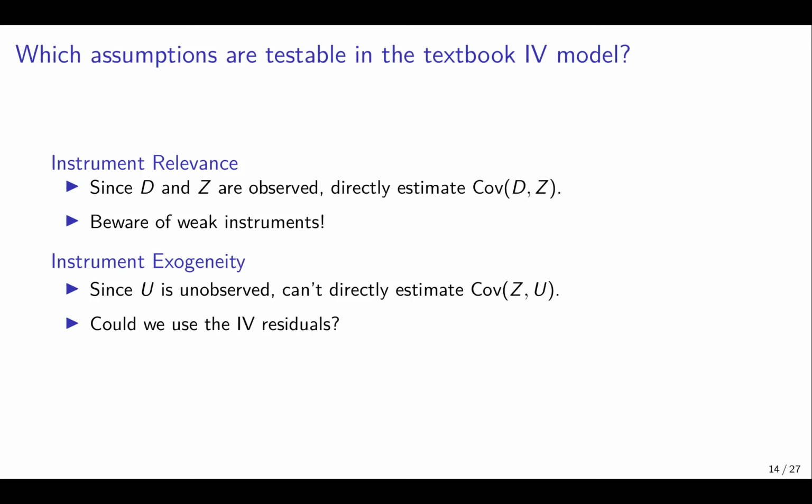So here's a question for you. If you want, maybe pause the video and think about this for a couple of minutes before we look at the next slide. Could we maybe get the residuals from the IV regression? So not the U's, but the U hats. And could we maybe use those to test the instrument exogeneity assumption? Maybe we could somehow look at the covariance between Z and the residuals. So what do you think? Do you think that would work?